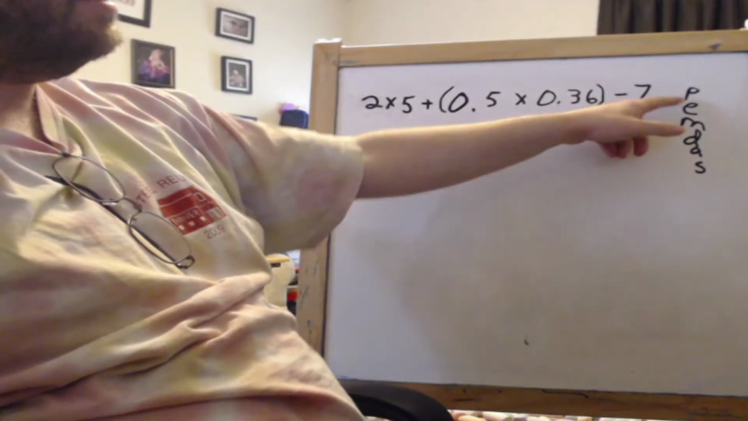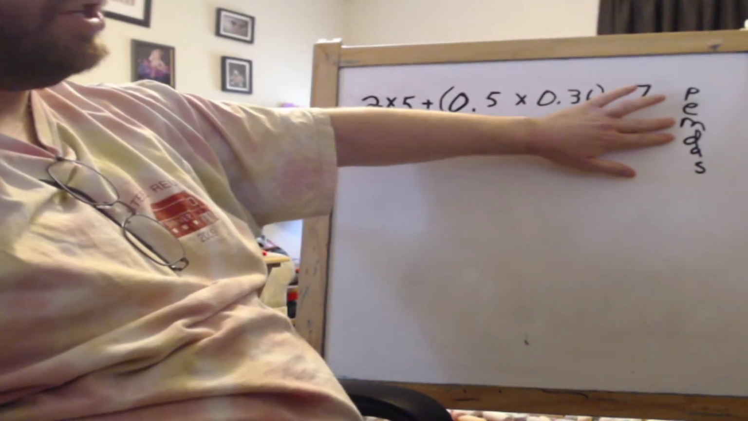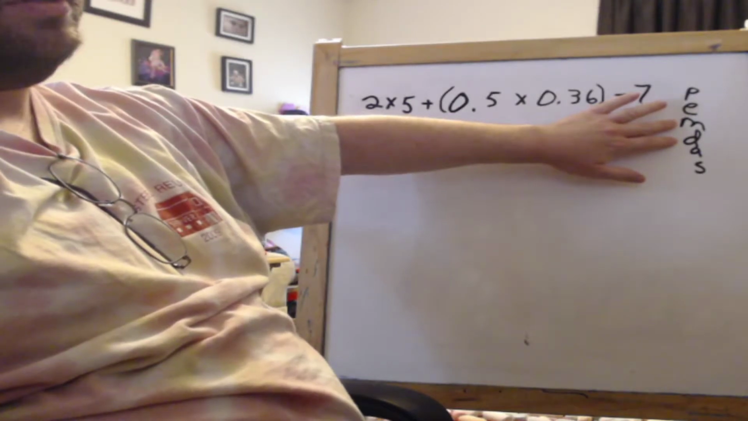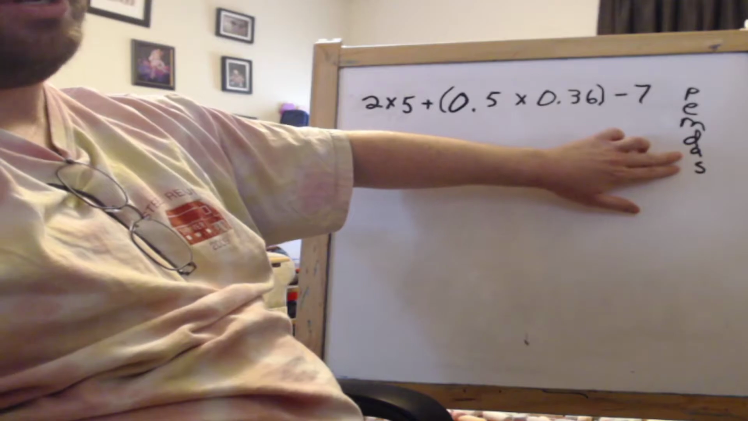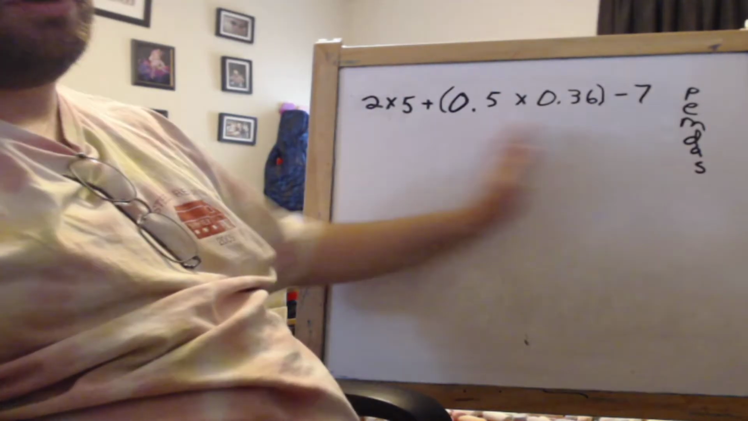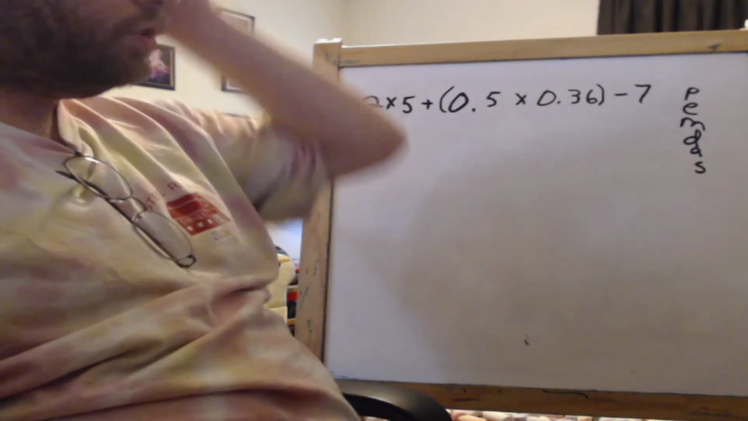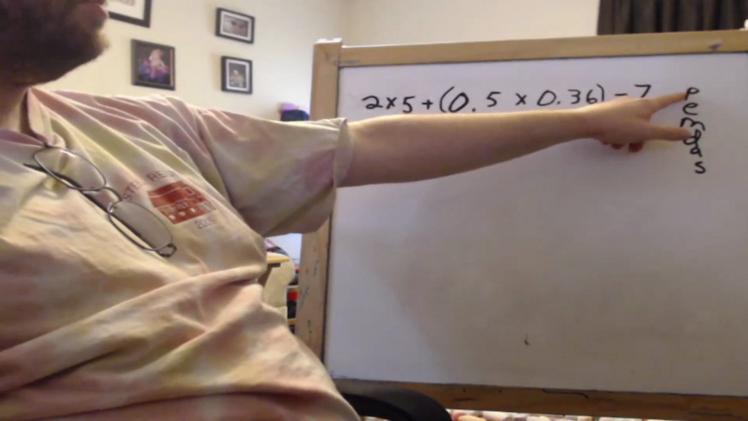But parentheses, then exponents, then multiplication and division are on the same level, and you do both of those at the same time from left to right. Addition and subtraction are also on the same level. Do both of those from left to right. So, what are we going to do first?